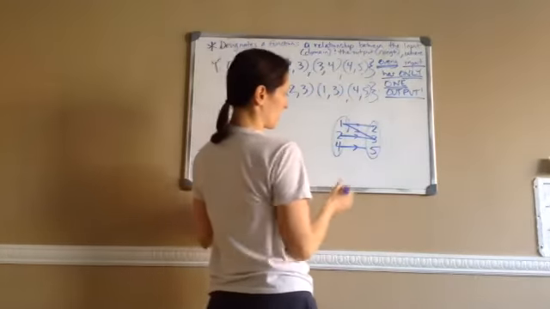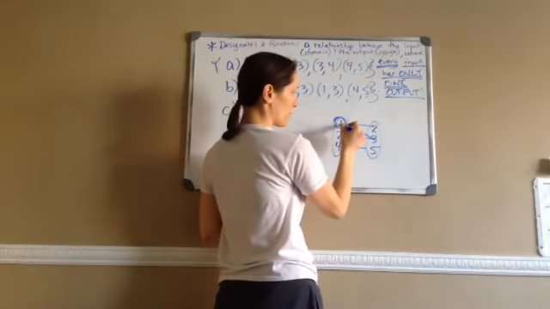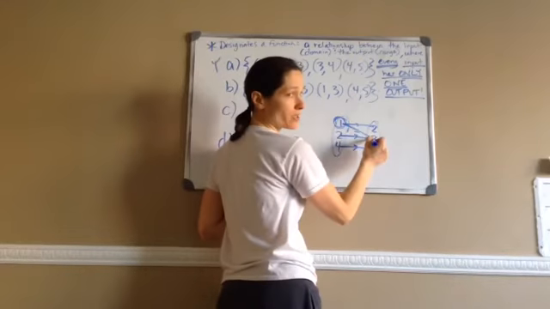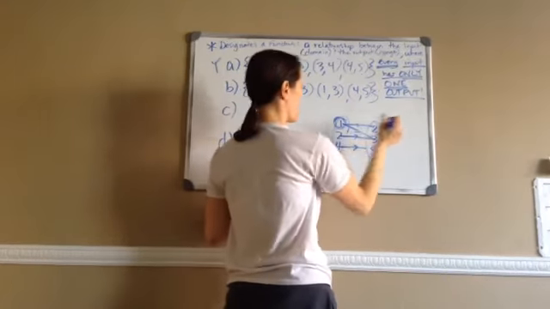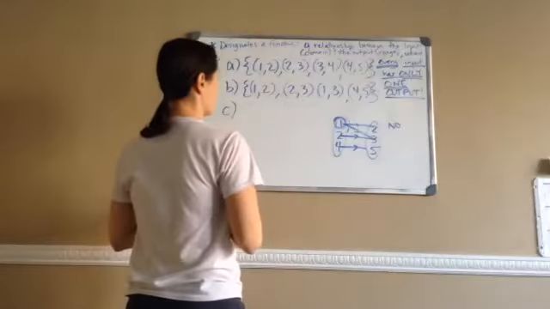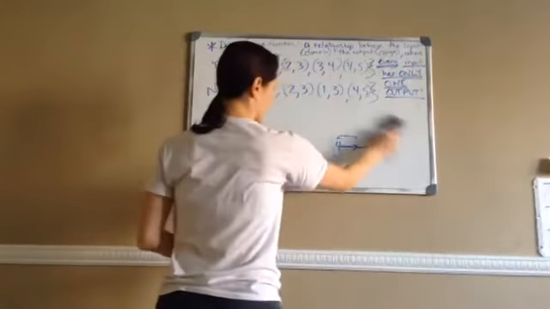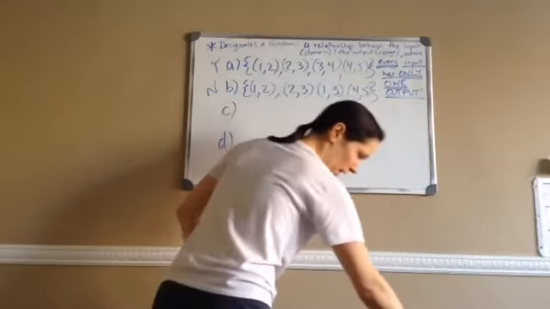So what do you see? This one input has 2 outputs. No, doesn't work. So I'm going to put N for no. Alright, let's do C, and this is the one I want you to really pay attention to.